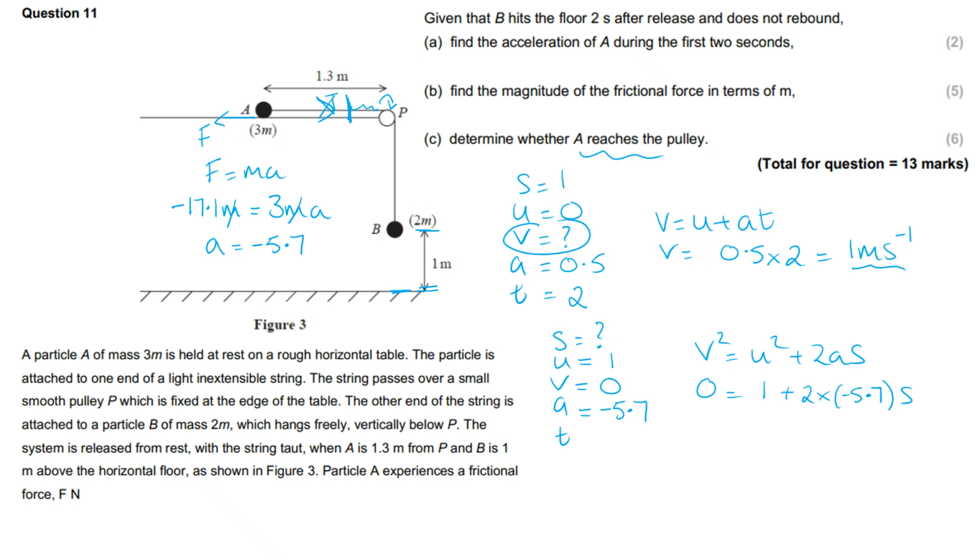We take that to the other side, so 2 times minus 5.7 is minus 11.4. Take to the other side will be plus 11.4 s is equal to 1. S is equal to 1 divided by 11.4, which comes out to be 0.0877. So the thing's going to travel another 0.0877 meters and then stop. So this is going to be less than the 0.3, so it will stop before it reaches the pulley, and A will not reach the pulley.